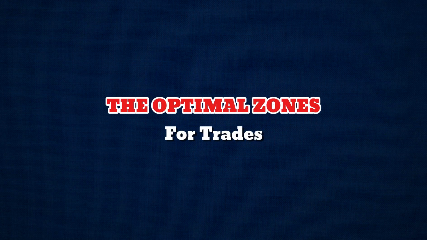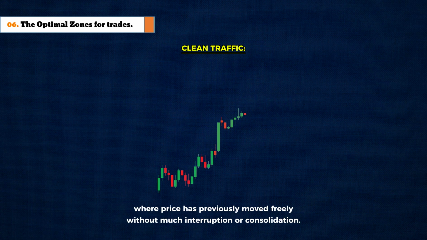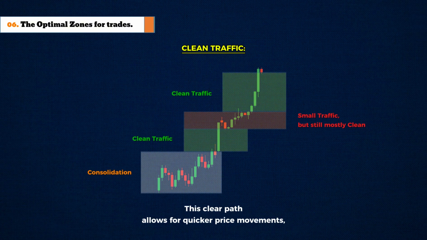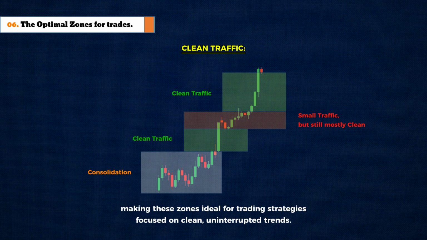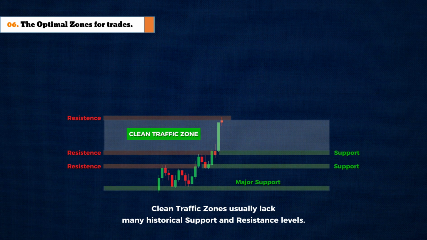The optimal zones for trades. In Forex trading, clean traffic refers to areas on a Forex chart where price has previously moved freely without much interruption or consolidation. This clear path allows for quicker price movements, making these zones ideal for trading strategies focused on clean, uninterrupted trends. Clean traffic zones usually lack many historical support and resistance levels.